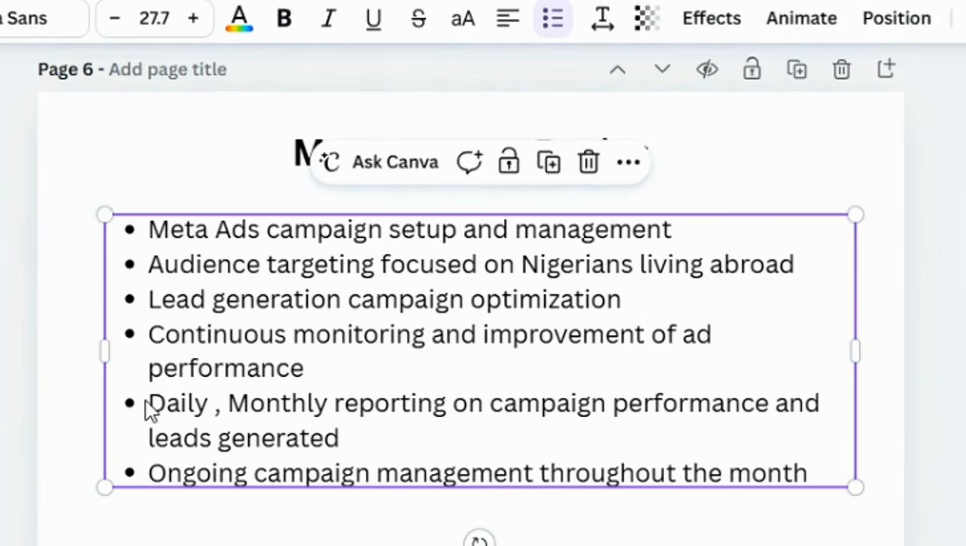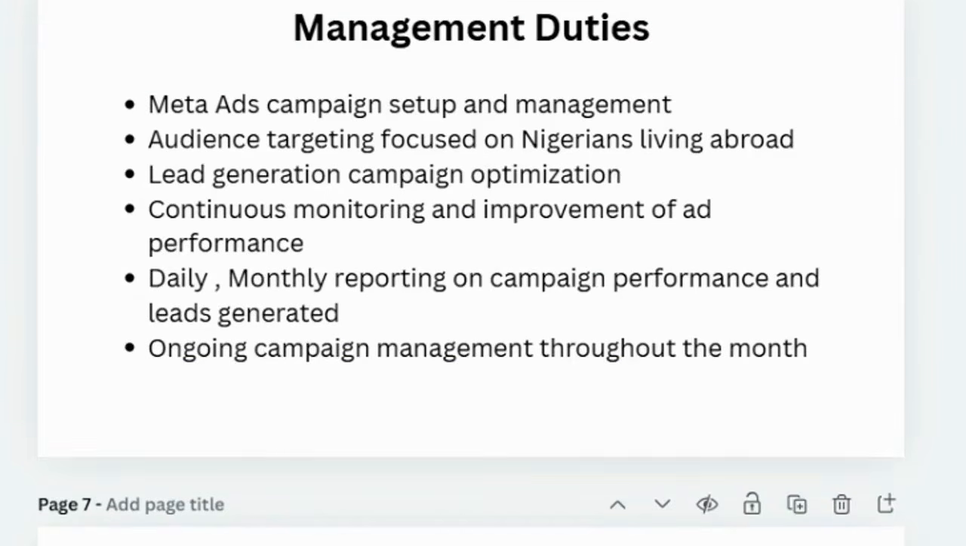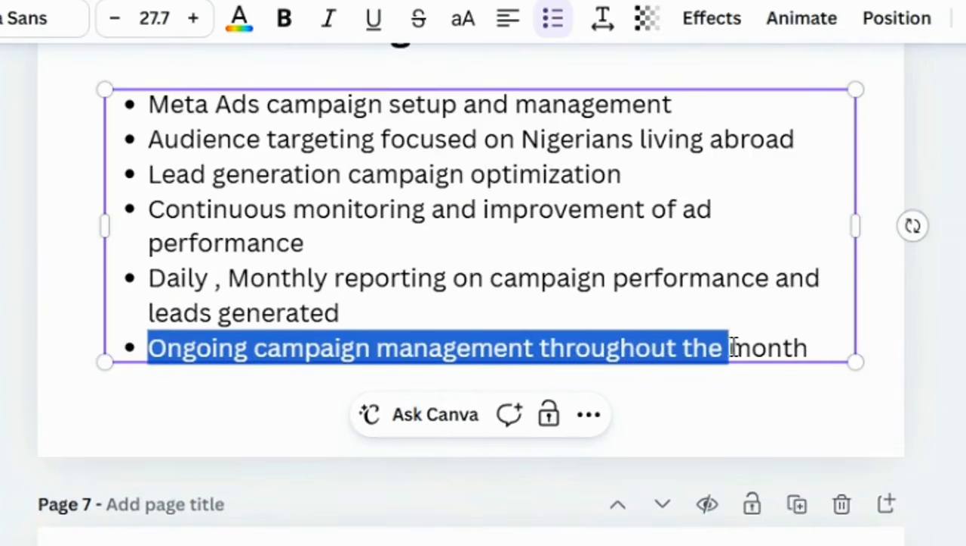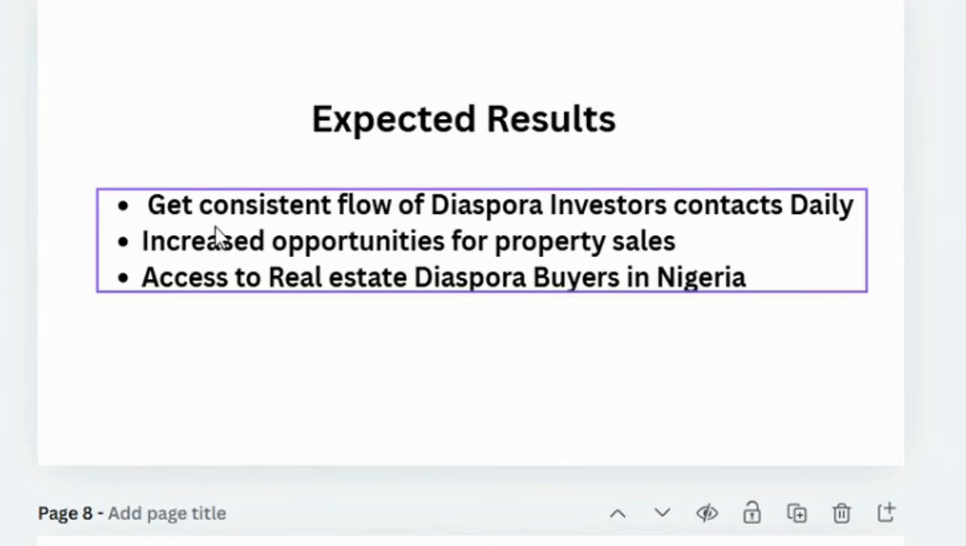There'll be daily, weekly and monthly reporting. I'll be giving you regular updates on what is happening on your campaign, plus ongoing campaign maintenance throughout the month. The expected result is that you get consistent diaspora investors who want to buy properties in Nigeria. That is the expected result, and that is the guarantee I'm giving you. Your job is to close those leads.